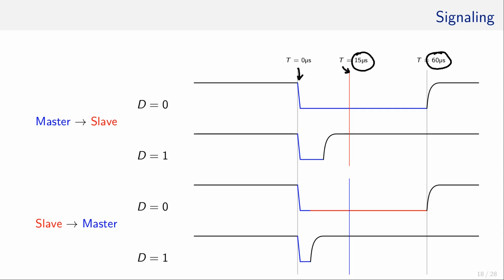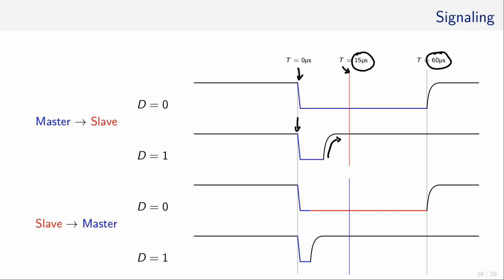However, if the master wants to transmit a 1, it pulls down the line again, as we see here in blue. But then the line is released way before the 15 microseconds mark. So the line returns to its high idling state. And when the slaves read the value of the line at the 15 microseconds mark, they will read a 1.